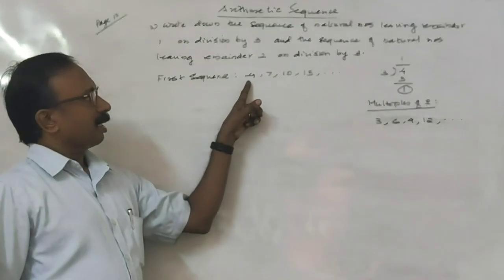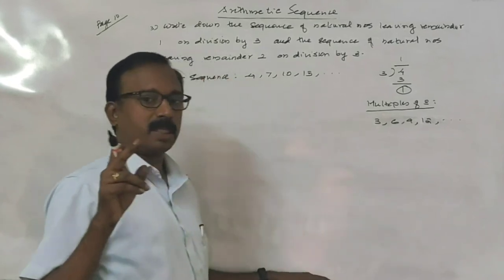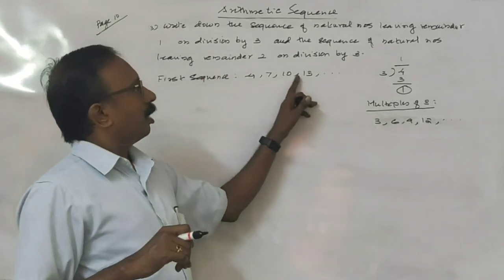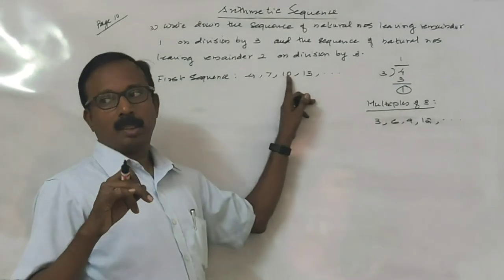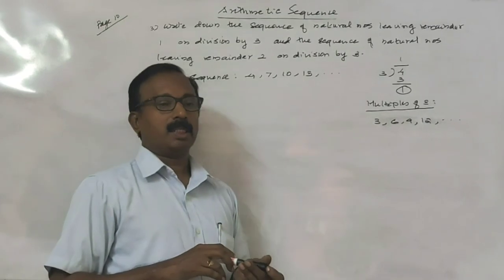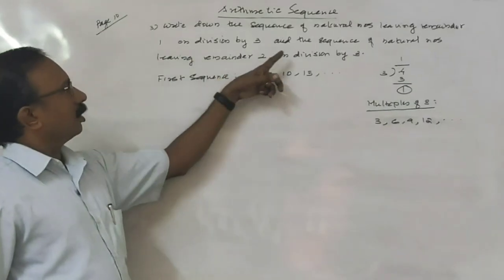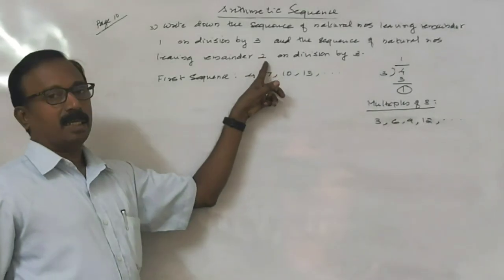4 by 3, remainder 1. 7 by 3, 2 times 3 is 6, 7 is 6 plus 1, remainder 1. 3 times 3 is 9, plus 1, 10. 3 times 4 is 12, plus 1, 13. Isn't it? Yes, that is the first question. Second question: the sequence with remainder 2 when divided by 3.